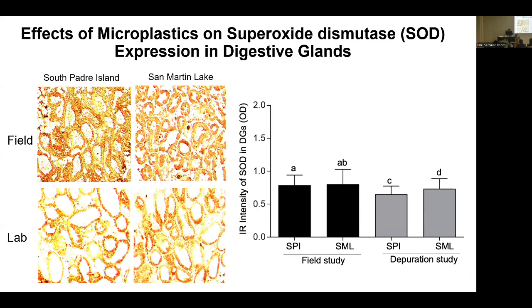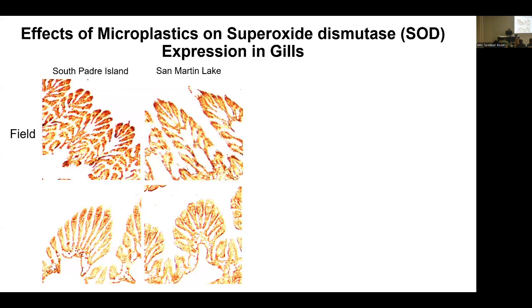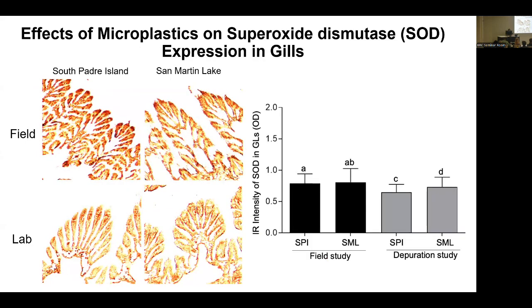That means they would have higher antioxidant expression, right? Which we can see here. The IR intensity of my field is a little bit higher than my depuration. And again, you can see that in my gills as well. It's not as significant as the digestive gland, but you can still see that it is a little bit higher in my field than in my depuration, which makes sense.